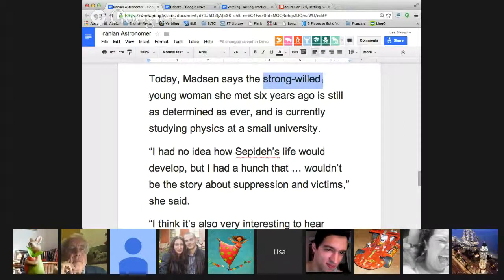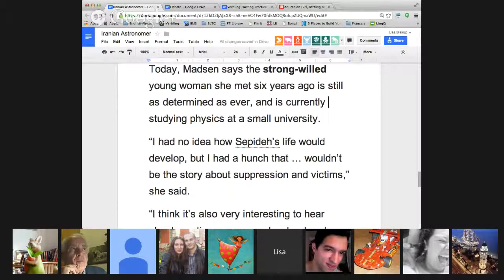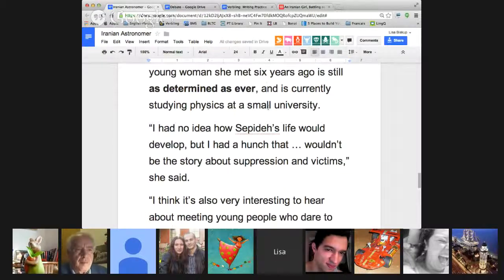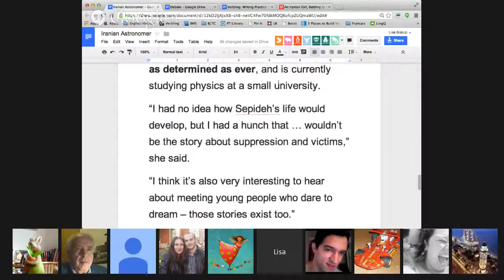So strong-willed means she has a strong desire and her willpower is strong. It means she's not going to give up easily. If you're a strong-willed person, you're stubborn. You want to keep doing what you want to do. And so she is still doing what she wants to do. She is as determined as ever. You can use that structure, as whatever, as ever. In this case, determined means that's what she wants to do. She didn't give up. She's still on her path to become an astronomer. So she's still working at it and studying at a university.